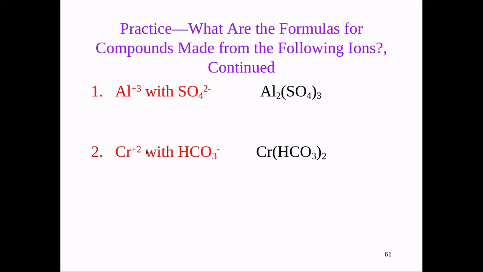If we have chromium, we needed to know its charge. It was told to us it's a 2+, and we have our hydrogen carbonate from the table. We know that that has a -1. We're going to need 2 of these to balance up that 2+ charge, so we get Cr(HCO3)2, with parentheses and a 2 to indicate that we have 2 of our hydrogen carbonate polyatomics.